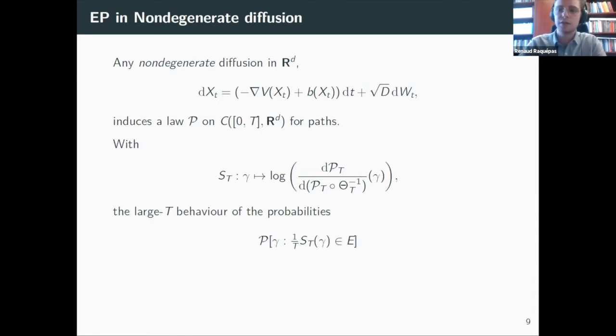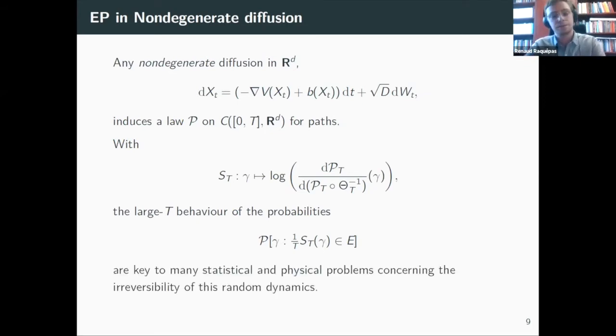More precisely, when asking about things like the rate at which you are wrong, what matters is the large t properties of the probability of events like this: the event that the time averaged entropy production falls in some set. Understanding quantities like that very well for t large allows you to answer quite a few questions on the irreversibility of the dynamics.